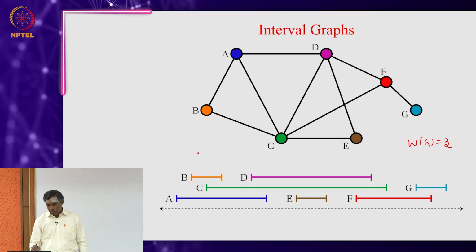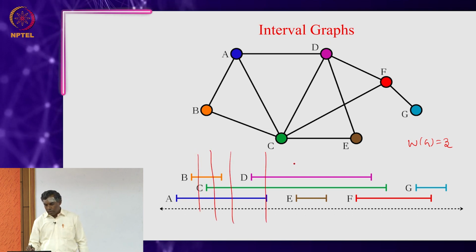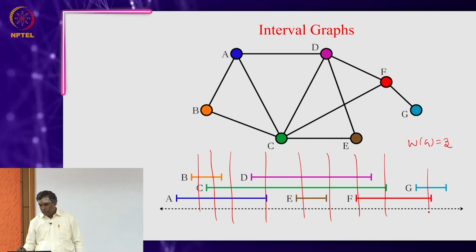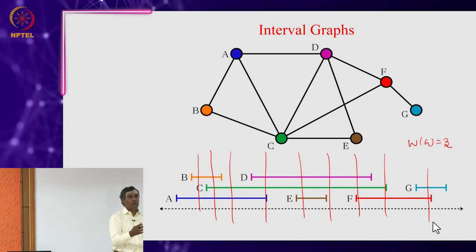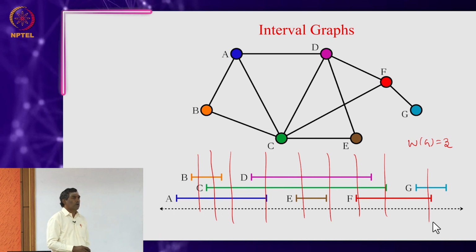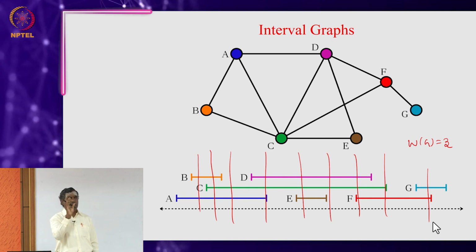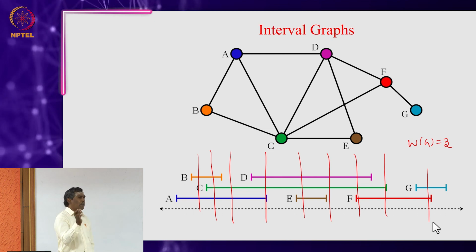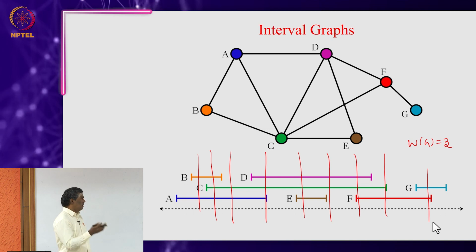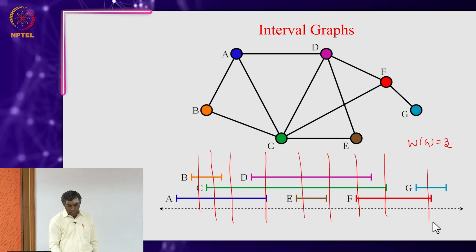What you can do is take these lines and see what the maximum number of intersections is. The maximum number of intersections gives the clique number. That is the logic. Based on this logic, there is a small algorithm which I will show you. It's called the left alignment algorithm, which takes polynomial time. It's a very famous one for an interval graph.